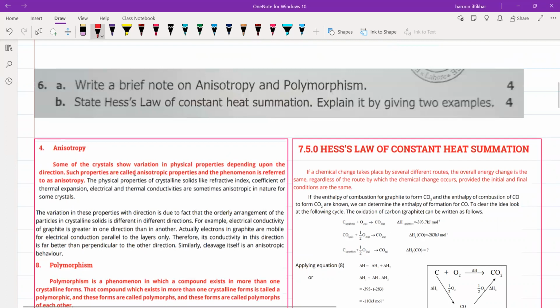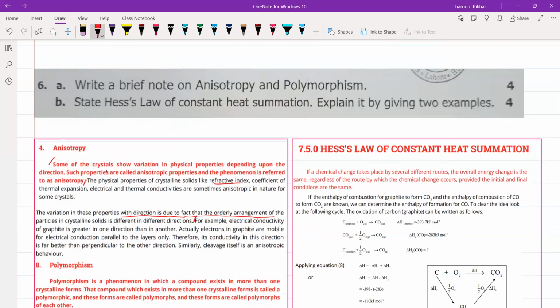So anisotropy is actually the directional behavior. Everything is mentioned over here. You have to write brief notes. First of all, we'll write the definition of anisotropy. Then we'll give examples like refractive index, coefficient of thermal expansion, electrical and thermal conductivity. All of these things are linked with anisotropy. You will write that these properties are linked with direction, and when the direction is changed, the properties are changed.